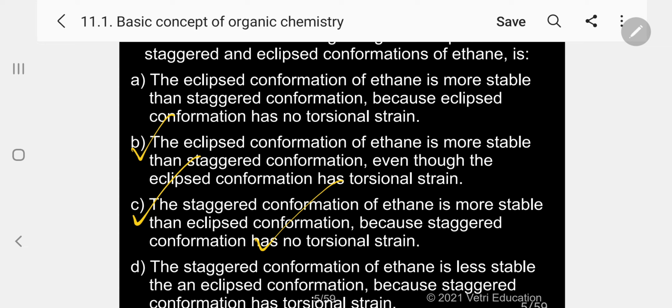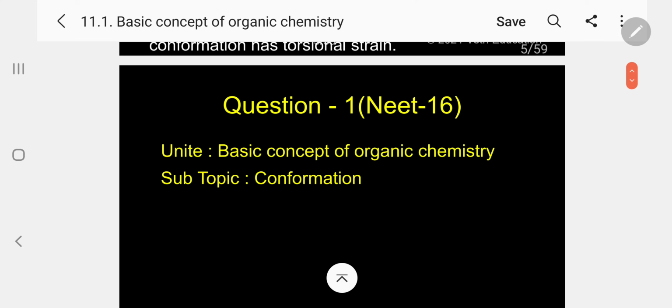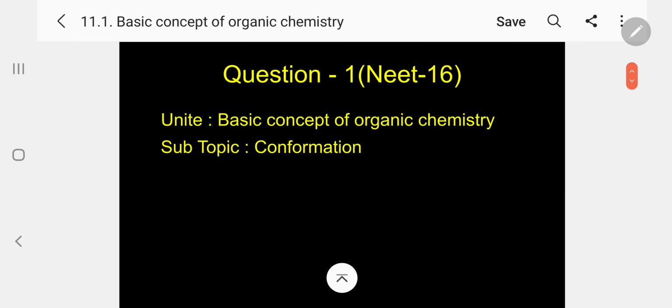D. The staggered conformation of ethane is less stable than eclipsed conformation because staggered conformation has torsional strain. So, these are the 4 statements given. What are they asking? The correct statement regarding the comparison of staggered and eclipsed conformation of ethane. So, which is the correct statement? Before explaining that, let me introduce this. This question was asked under the basic concept of chemistry, specifically conformation.